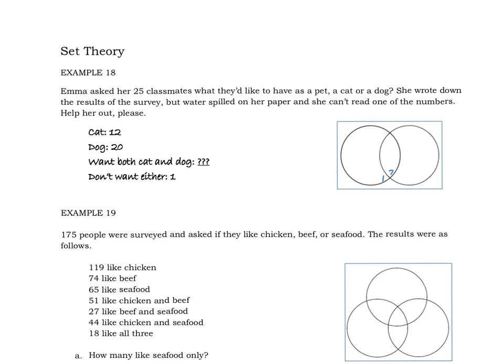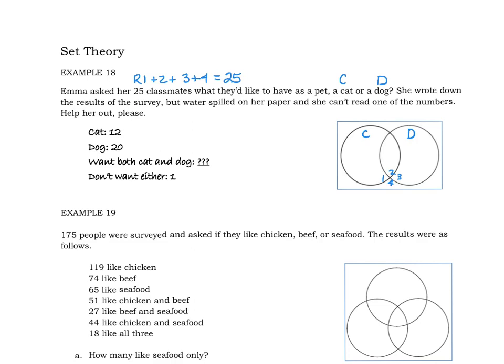So if I go ahead and number the regions, looks to me like region 1 plus region 2 plus region 3 and region 4 should give us 25. And they're asking about cats or dogs. So let's let cats be C and dogs be D. Makes enough sense there. So she wrote down the results of her survey, but water spilled on her paper and she can't read one of the numbers. Help her out, please.